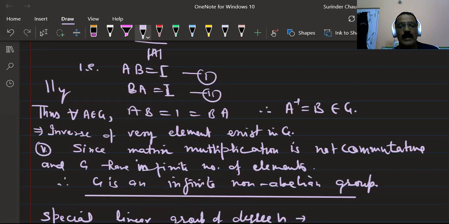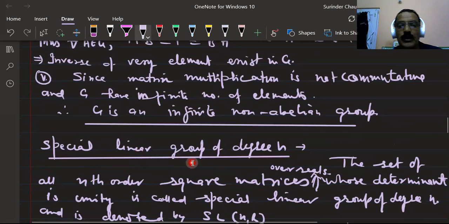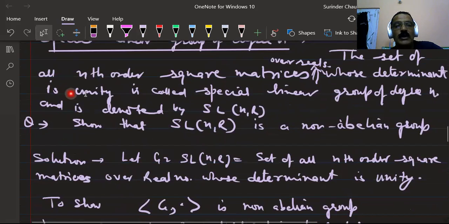Now, the next type is the special linear group of degree n. We discussed the general linear group earlier, now the special one. The set of all nth order square matrices over the reals whose determinant is unity. In the general linear group we discussed matrices whose determinant is non-zero. Now special means the determinant is unity, and it is called the special linear group of degree n, given by SL n.